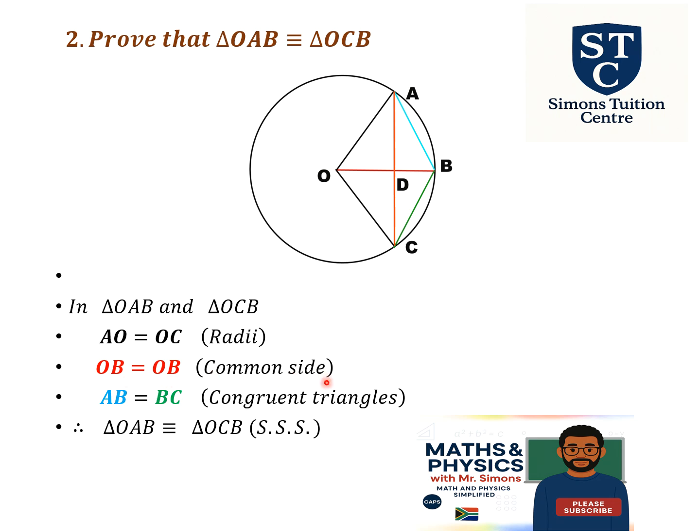And then, from what we've proven in the previous problem, problem 1, AB equals BC, the reason being this triangle was congruent to that triangle. So AB equals BC because they are congruent triangles. Therefore, triangle AOB is congruent to triangle OCB, and there we have side, side, side. I hope you follow. I hope it makes sense.